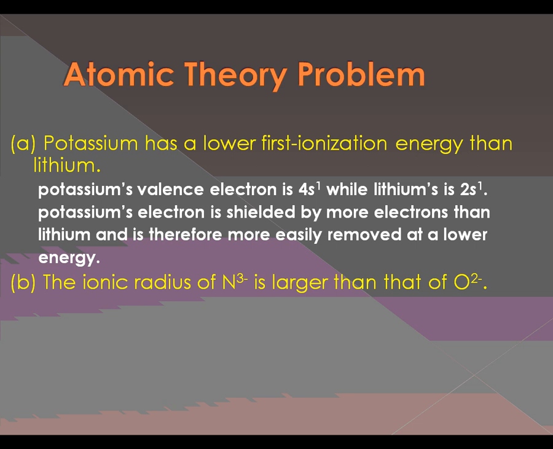So maybe for this first one, if you want to just copy this first one down all the way just so you see a really good example. I'm also taping this so you can watch this later. But you state the situation. And then potassium's electron is shielded by more electrons than lithium and is therefore more easily removed at lower energy. You know, Kaylin, I didn't actually write it as further, but it was kind of stated here. The big one is shielding, and then to me, it is further away. So it has a weaker attraction.